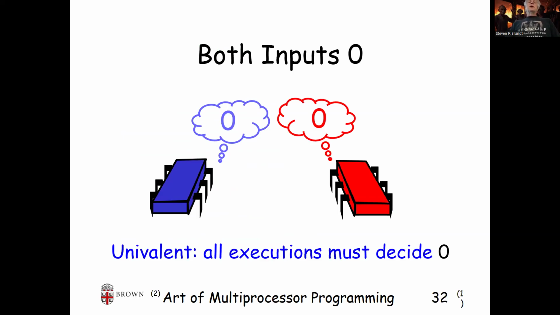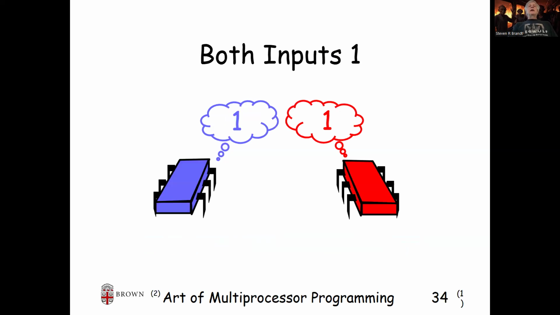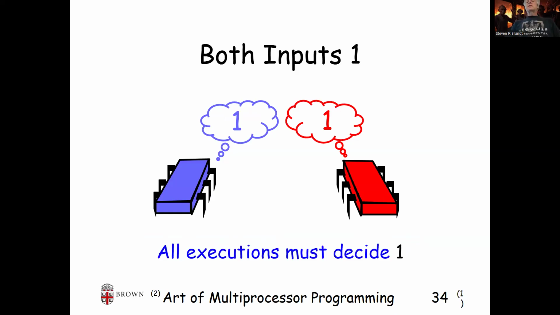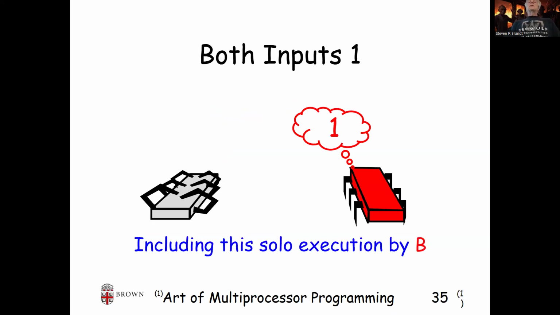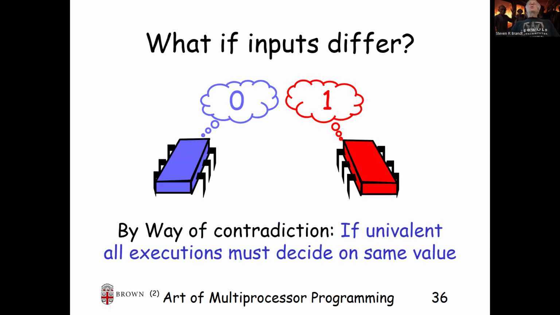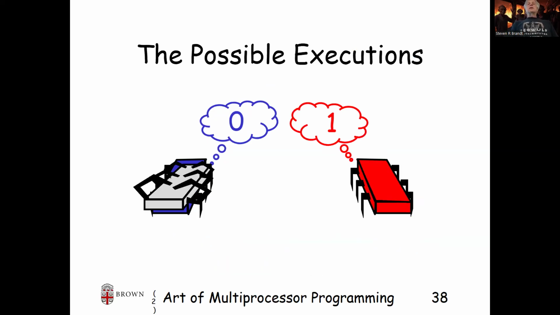inputs are 0, then all executions must decide 0, including a solo execution by A. And if both inputs are 1, then all executions must decide 1, including a solo execution, right? By B. But what if they're different? Okay. So by way of contradiction, if univalent, all executions must decide on the same value. So, as I say, including these two.